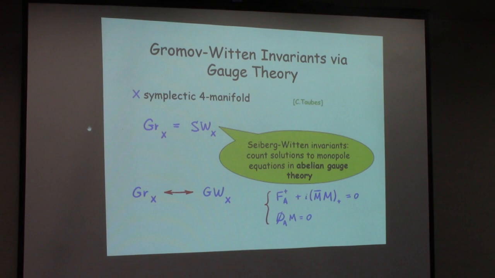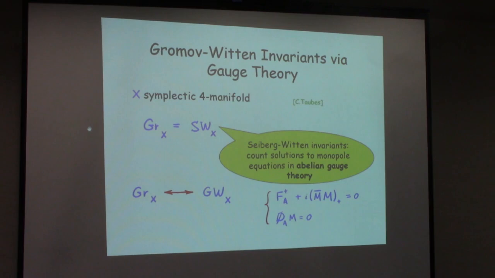You count them with plus minus sign, you get your number. So that's how Seiberg-Witten invariants are defined. And Taubes studied this in the context, again, of four manifolds and found a very nice relation between Gromov invariants and Seiberg-Witten invariants, relating symplectic geometry and gauge theory on one side and the other.